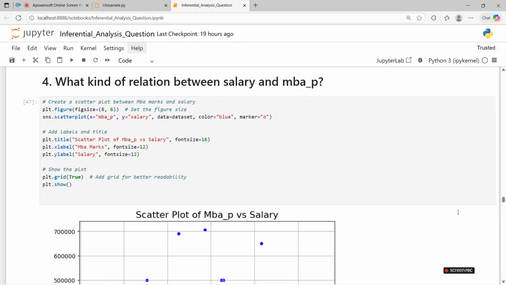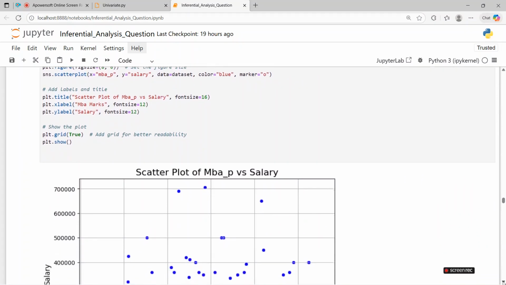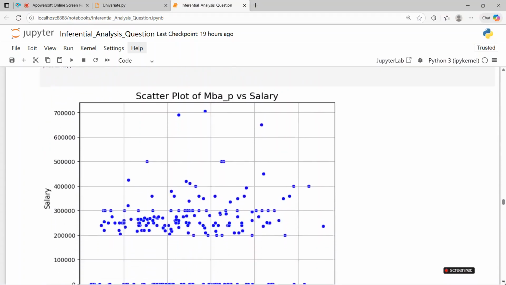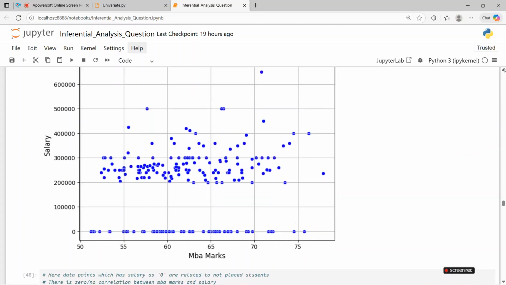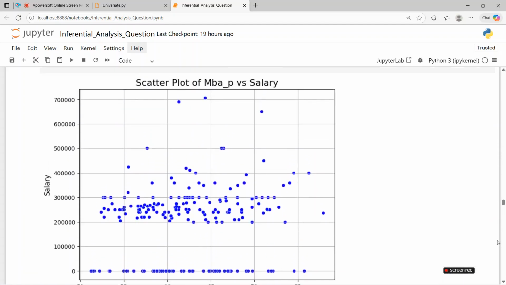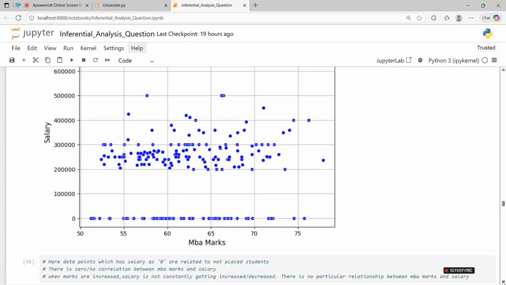So first we try to get this relationship using a scatter plot, having x-axis as MBAP, y-axis as salary, and data as the data set. Here we are not able to find any relation between MBA marks and salary.